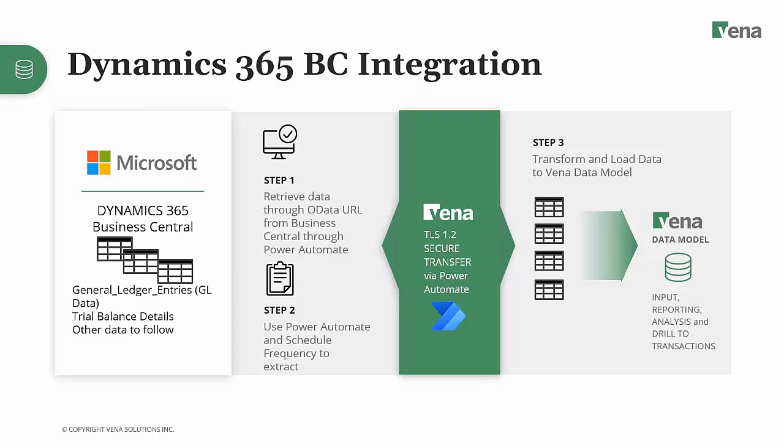It has its own dedicated connector, which will soon be available on the Microsoft AppSource Marketplace. Using this connector, we have had several customers in our initial closed beta and open beta programs integrate general ledger transactions and trial balance details. BC uses an OData URL from Business Central and Power Automate to schedule secure data transfers into VENA, where, just as we saw before, the data is transformed and loaded into your business model.